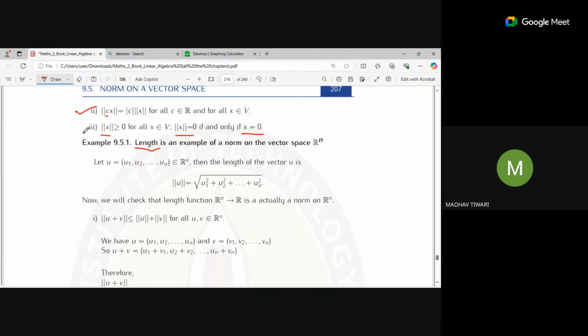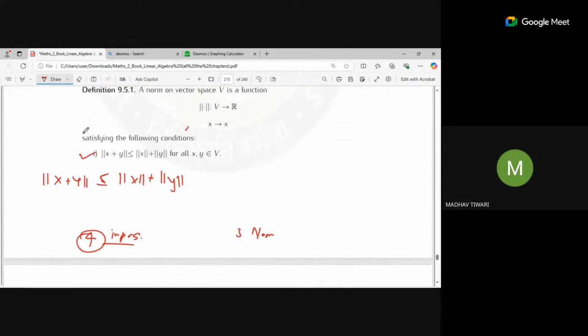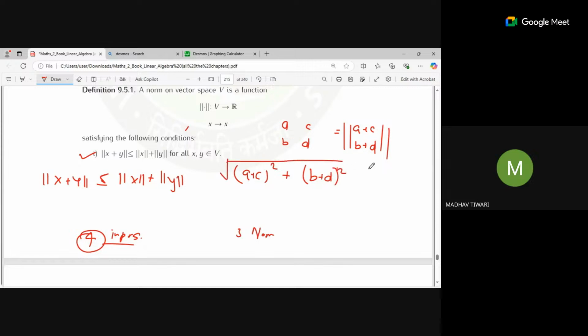You can check that if you find out the length of any two vectors, suppose (A, B) and (C, D) you are having, you add these two vectors firstly. So you will get A plus C and B plus D. And if you do the norm of this, you find out the length of this. So it will be the square root of (A plus C) square plus (B plus D) square. I did the dot product with itself and used the square root.